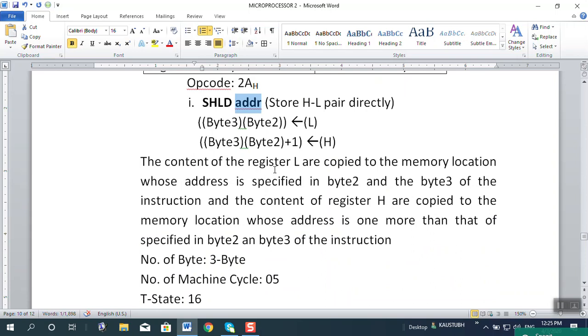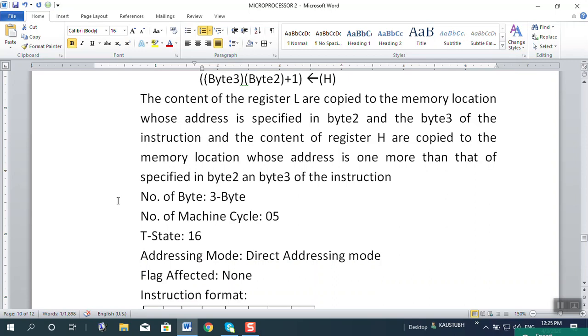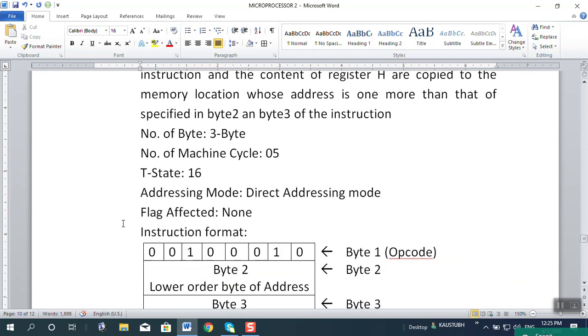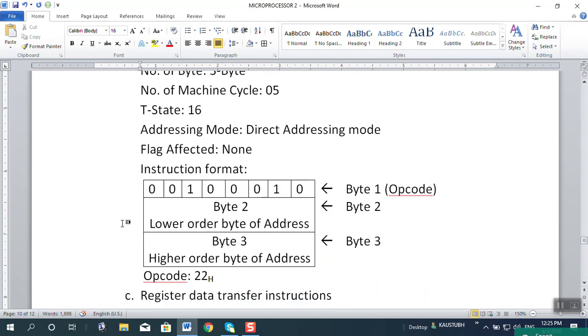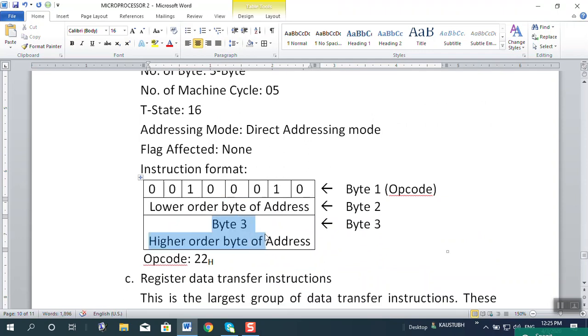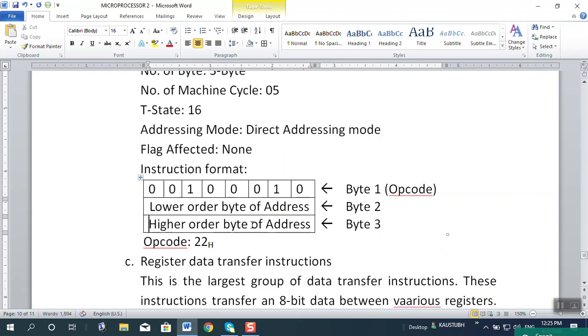The content of register L is copied to the memory location whose address is specified in byte 2 and byte 3 of the instruction, and the content of register H is copied to the memory location whose address is one more than the address specified in byte 2 and byte 3. Here also the number of bytes is 3, machine cycles 5, T states 16, direct addressing mode, flag none. The instruction format output is 22.